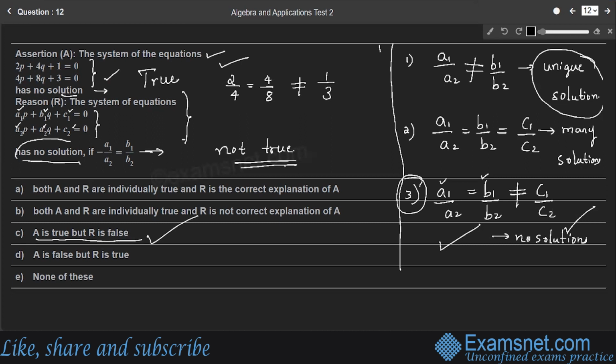The only thing is you have to keep these three rules in your mind. In a system of equations, if A1 by A2 is not equal to B1 by B2, then that system will have a unique solution. If A1 by A2 is equal to B1 by B2, which is equal to C1 by C2, then there will be many solutions for the system of equations. If A1 by A2 is equal to B1 by B2, but which is not equal to C1 by C2, then there will be no solution. Therefore, option C is the right answer.